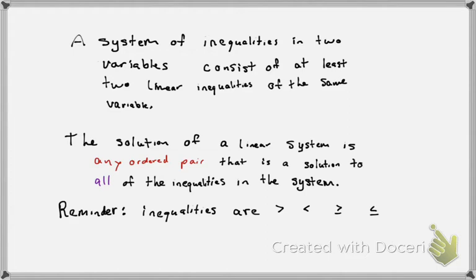The second thing about systems of inequalities is that the solution to the linear system is any ordered pair that would be considered a solution to all of the inequalities in the system. Just a short reminder, inequalities use the greater than symbol, the less than symbol, greater than or equal to, or less than or equal to, instead of an equal sign.